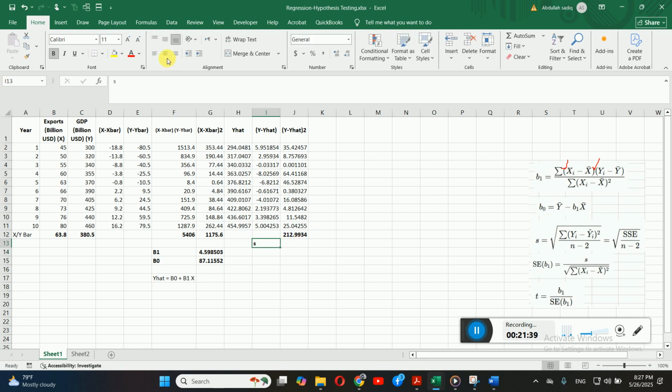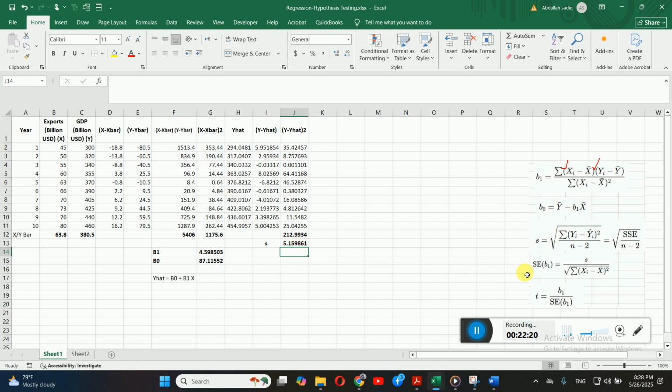Simply, very easy, equal sign, and just take the square root. So we are just taking the square root of what? The square root of this value, right? And this should be divided by n minus 2, which is 8, the degree of freedom. Okay, this is the standard error. Once again, I'm just repeating, just take the square root. Why? Because this is the square root of the summation of y minus y hat square, which is this value, and this should be divided by n minus 2 degrees of freedom. So we found out the standard deviation here.